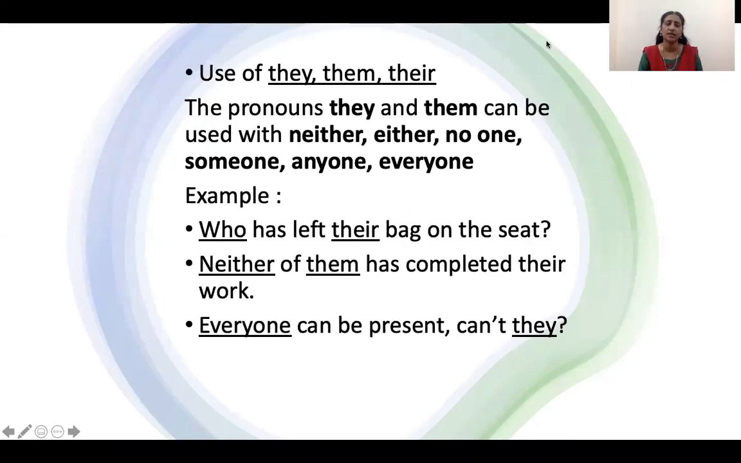Use of they, them, their. The pronouns they and them can be used with neither, either, no one, someone, anyone, and everyone. Example: Who has left their bag on the seat? Neither of them has completed their work. Everyone can be present, can't they?